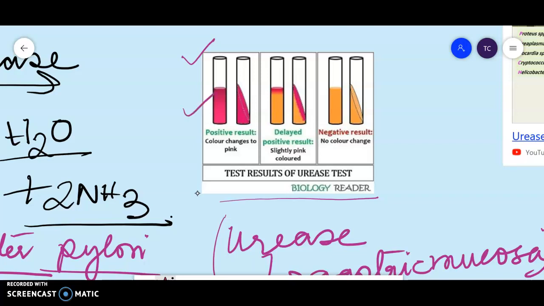If it is a quick positive result, after 24 hours the color of the medium changes to pink, which I have already discussed, because of the presence of the ammonia which is synthesized. Then this is a delayed positive result: a slight pink colored medium is seen after several days. And last but not the least is the negative result, where the medium has turned yellow. So these are the three results which you expect.